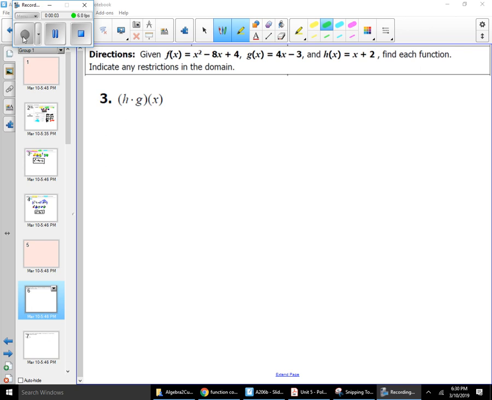Welcome back. In the last video, we looked at addition and subtraction examples. In this one, we will look at a couple multiplication and a couple division problems. So note what we were doing in number 3. They're asking us to multiply h, the whole function, times g, which is also a function. So that's h times g.